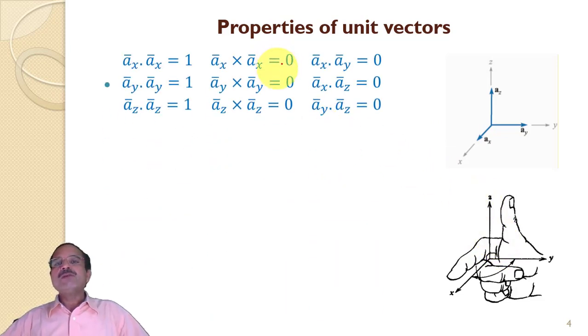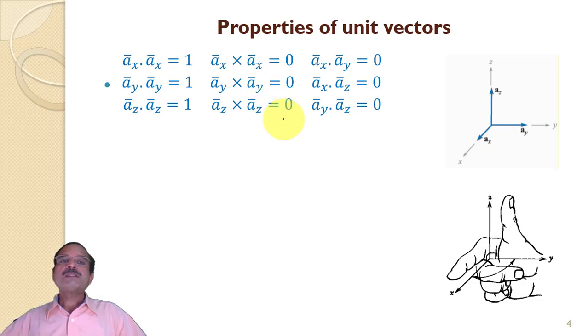Now if you take the dot products and the cross products of these 3 vectors in Cartesian coordinate system, the dot product of each of these vectors with itself is equal to 1. So ax dot ax is equal to 1, ay dot ay equal to 1, az dot az is equal to 1. Because when you are taking the dot product of the vector with itself, theta is equal to 0, so cos theta is equal to 1. That's why this gives me a dot product of 1.